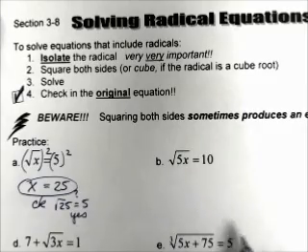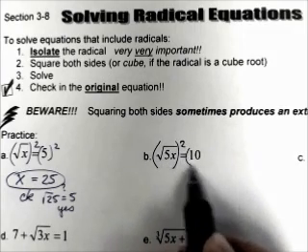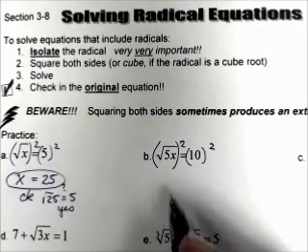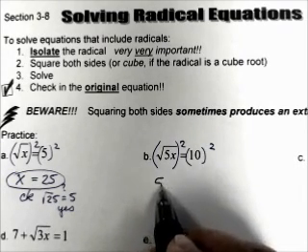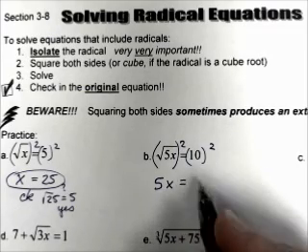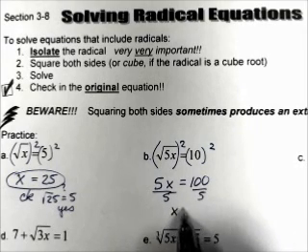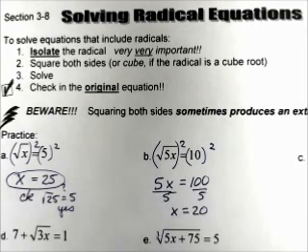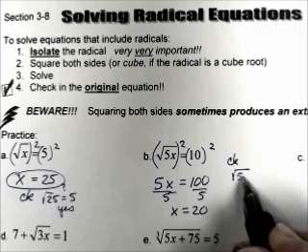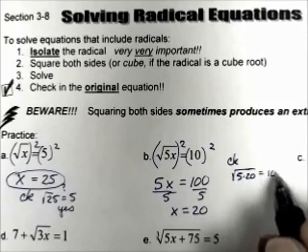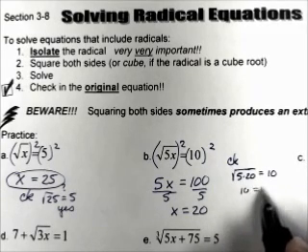B, the square root of 5x equals 10. The radical is by itself. It is isolated, so we square both sides. Square root of 5x squared. Squaring a square root just removes the square root symbol, remember, so this is just going to be 5x equals 10 squared is 100. Divide by 5. X equals 20. Check. Does the square root of 5 times 20 equal 10? Yes. 5 times 20 is 100. The square root of 100 is 10. 10 equals 10.